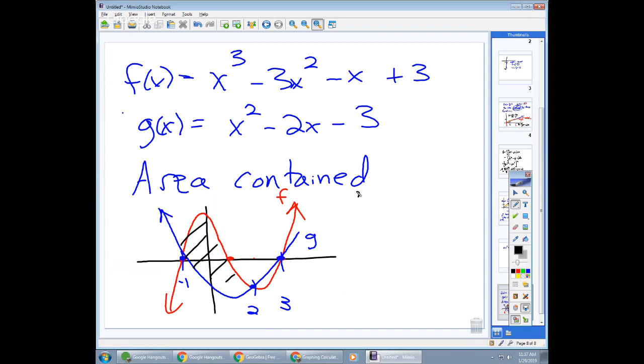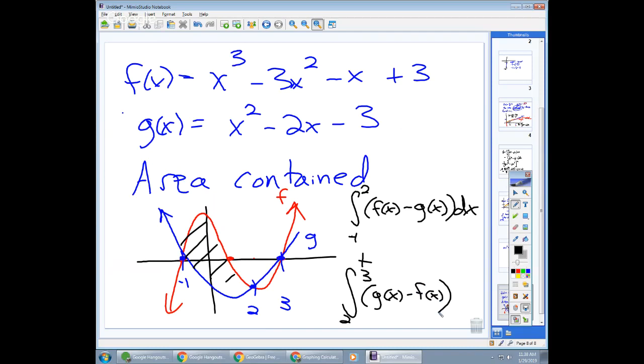So to find the first area here, F gets to be the top function. So I'm going to first integrate from x equals -1 to 2 of f of x minus g of x dx. And then I want to add on to that the integral from 2 to 3. And now g is on top in that region. So that's going to be g of x minus f of x. And the cool thing is once you do the first subtraction, the next one's just the opposite of that. So it's not like you have to re-subtract to figure that out.